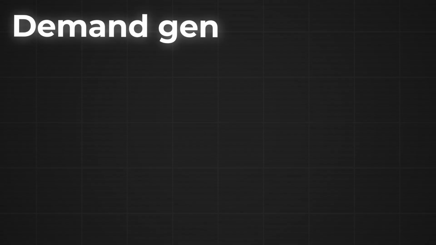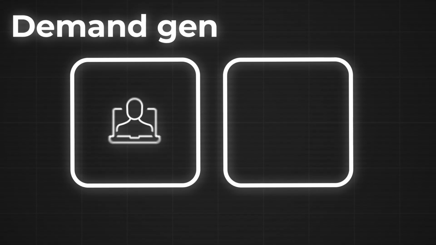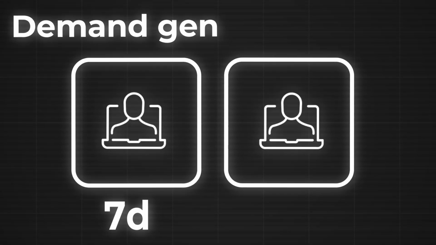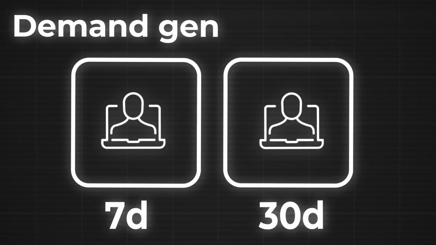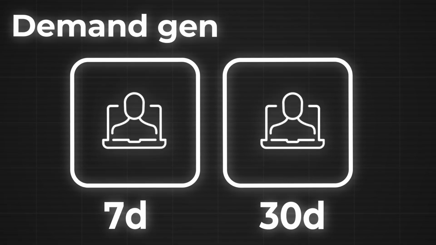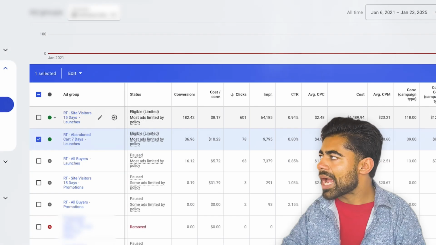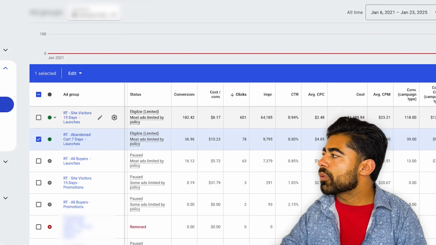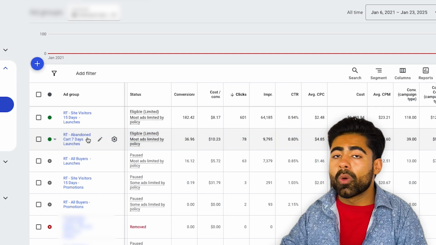And then the second portion of the strategy is targeting site visitors. So anybody that visited your website in the last 7 days and another one for the last 30 days but didn't purchase, these are the individual ad groups you want to have. So in total, you will have 5 different ad groups running within this demand gen campaign with similar ads within each.